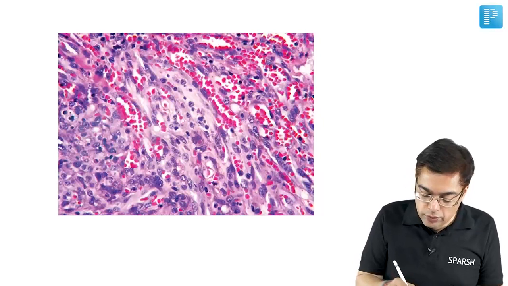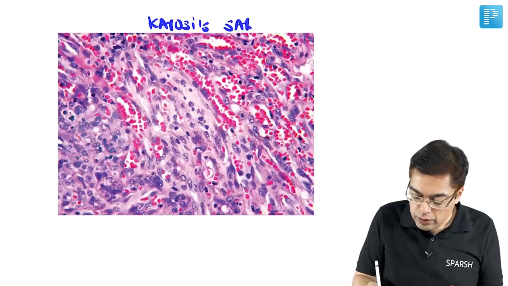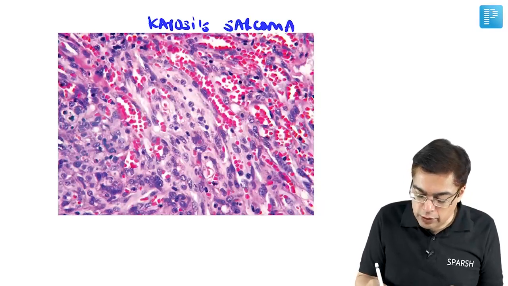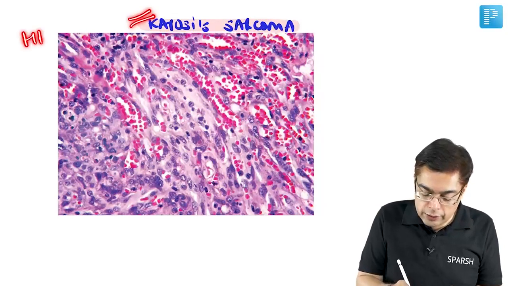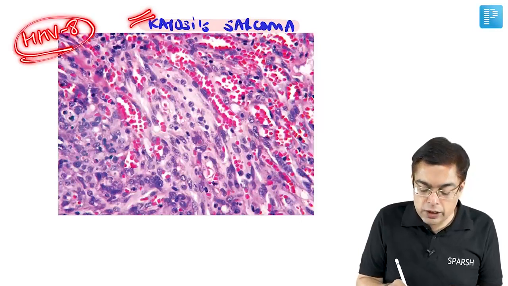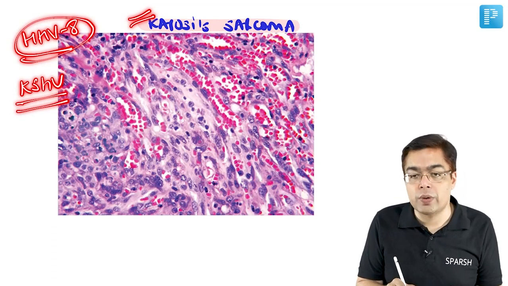Another important example of a tumor which the examiners love to ask you time and again is Kaposi's sarcoma. Kaposi's sarcoma is characterized by involvement of an infectious organism, human herpes virus subtype 8, nowadays also given the name Kaposi's sarcoma herpes virus.